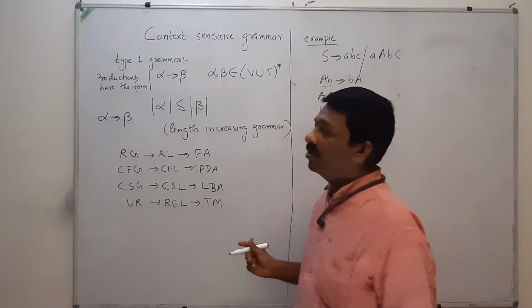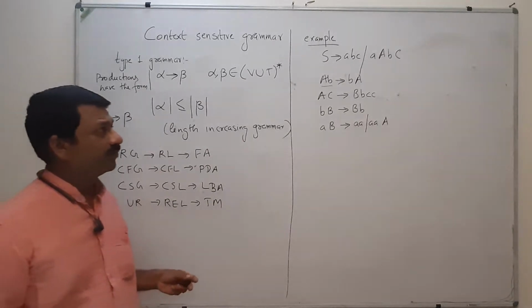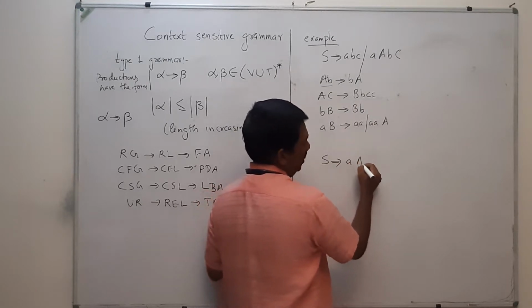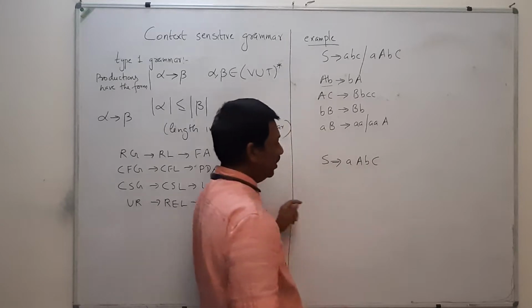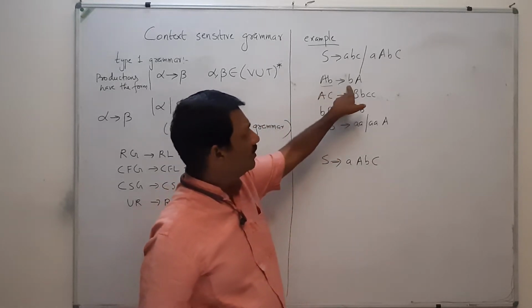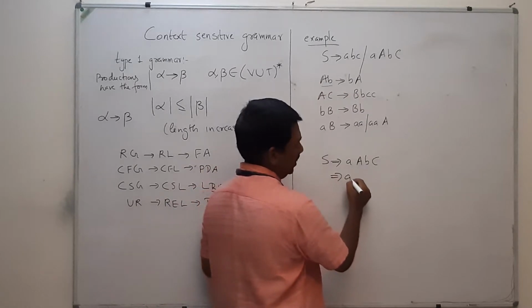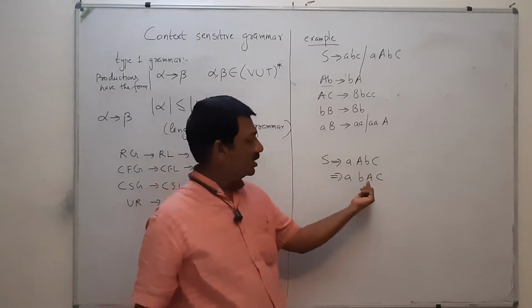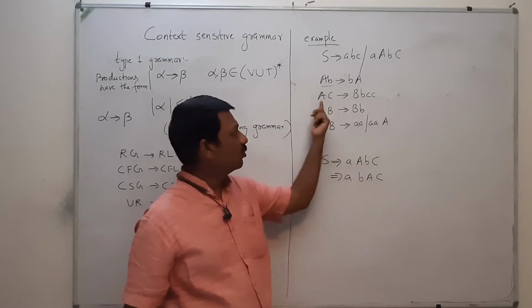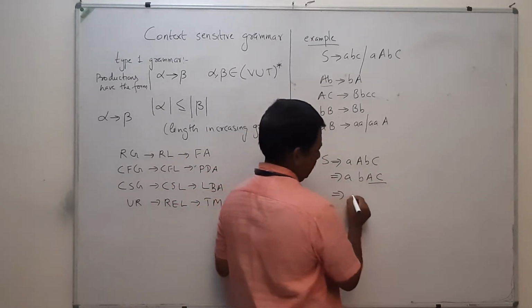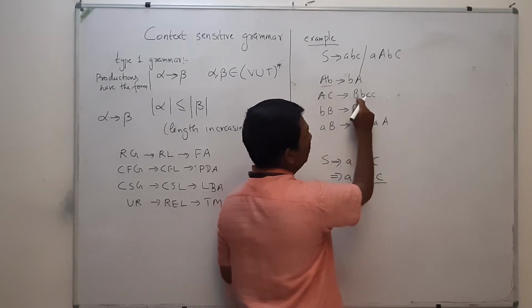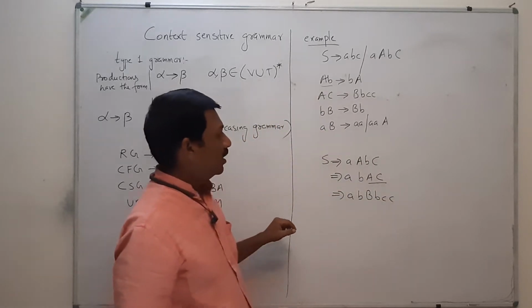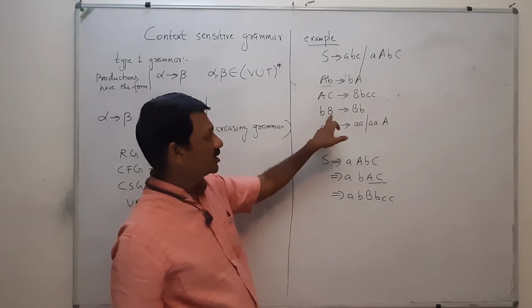Suppose I am going to derive a string from this. S derives ABC. Now I am going to replace AB with BA. That is, AB derives BA, so we get BAC. Now this has AC, and I am going to replace this AC with BCC. So we get BBCC.